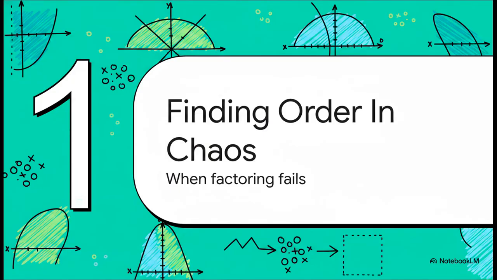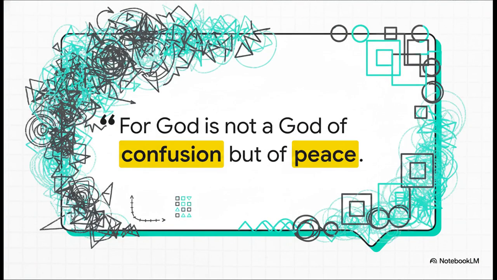Okay, section 1, finding order in chaos. The source material we're looking at today introduces an overarching philosophy for this lesson. It references 1 Corinthians to make the point that God is not a God of confusion, but of peace. The text uses this idea to suggest that whether you're facing personal struggles or a really complex quadratic equation, there's always a way to create order out of that chaos. You don't have to stay stuck. There is a specific method to restore balance.